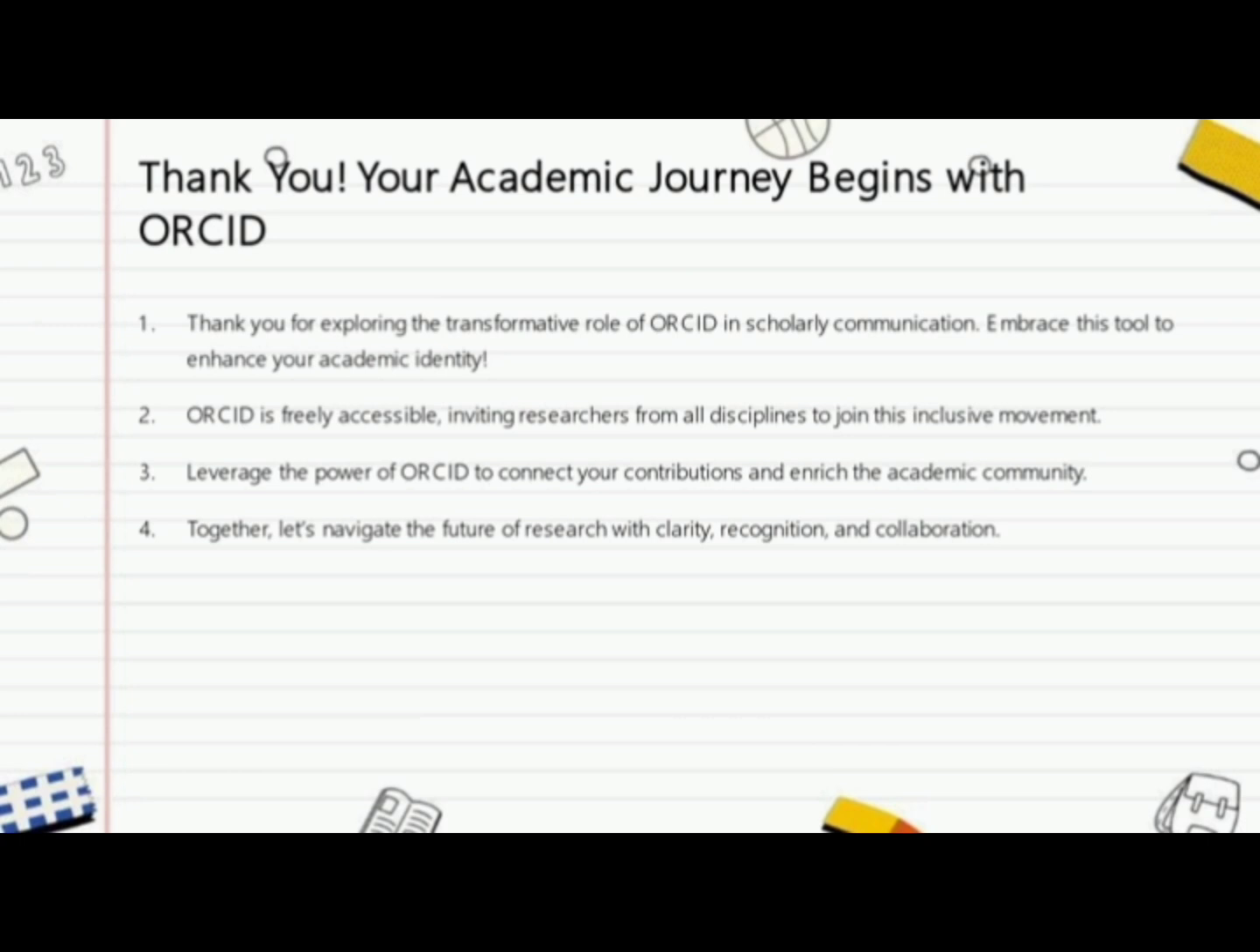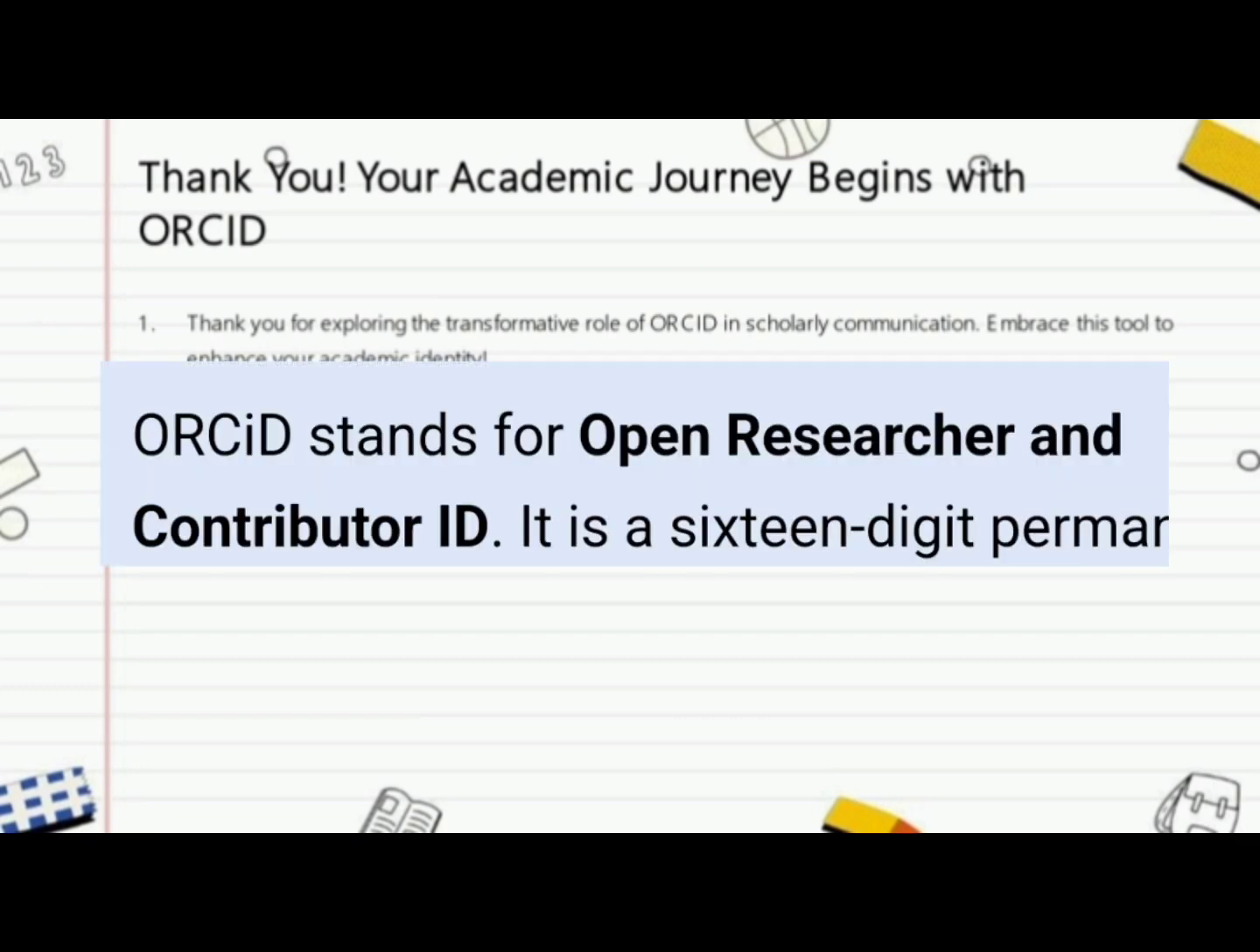Now this ORCID is a unique 16-digit identifier, and an example of such an identifier will look like 0000 hyphen 000, another 4 digits hyphen 4 digits. So you will have a 16-digit identifier. So in short, ORCID is Open Researcher and Contributor ID.